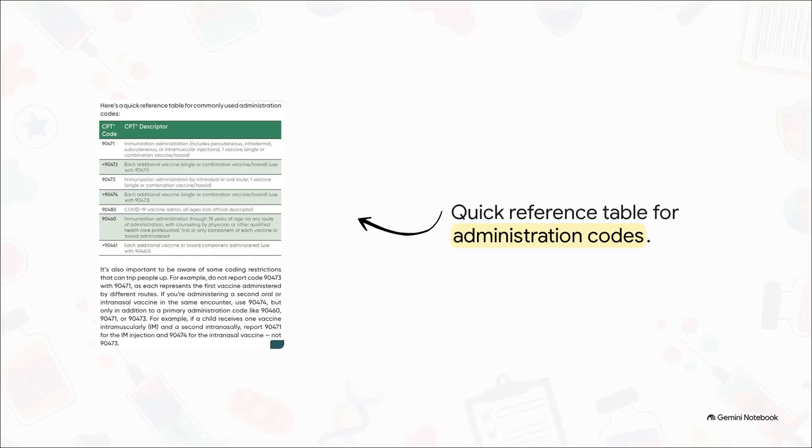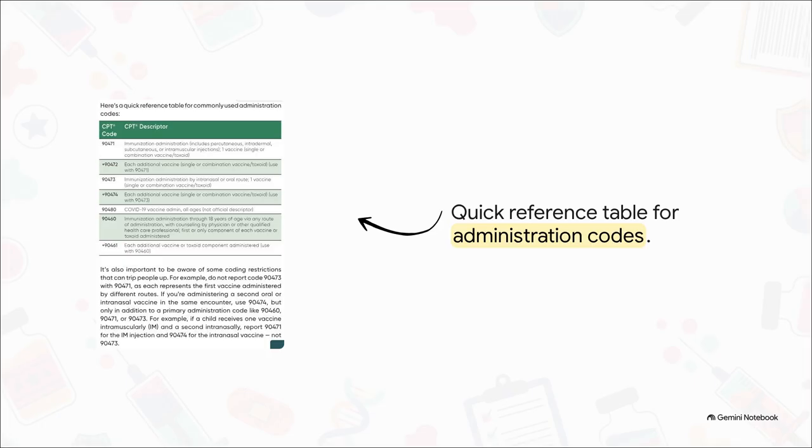Taking a look at this quick reference table for those admin codes, you can see 90471 and 90472 right there for your standard intramuscular or subcutaneous injections without counseling. But look down at 90473 and 90474. Those are specifically for intranasal or oral routes, like those rotavirus drops. And right in the middle, notice code 90480. This is the designated administration code for all ages when giving a COVID-19 vaccine. It literally stands completely on its own, regardless of the other rules.